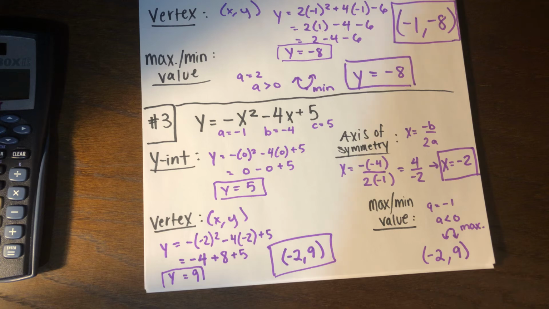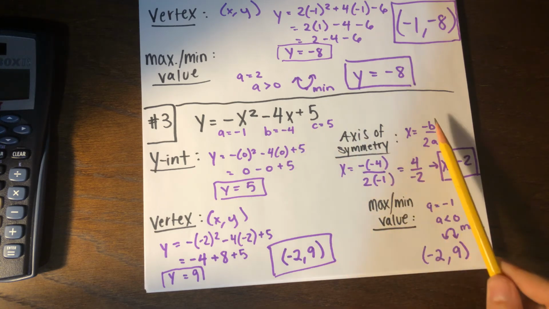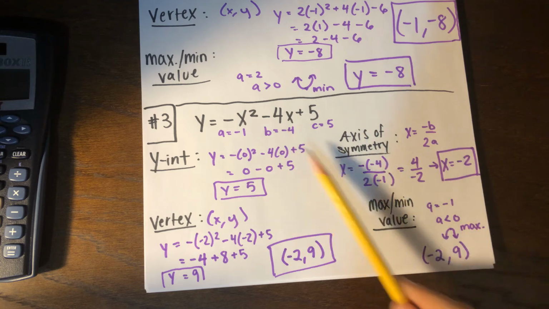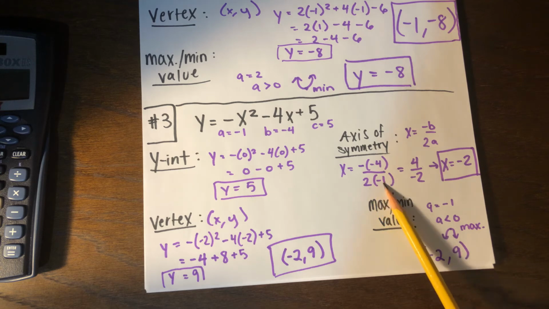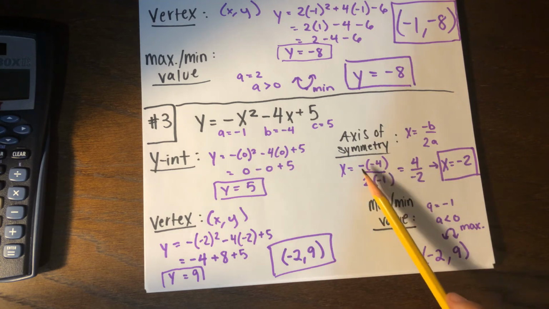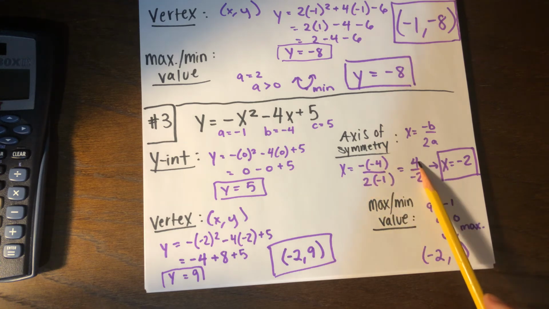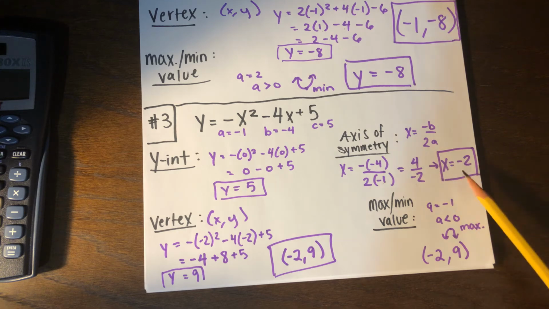Our axis of symmetry, I use my formula. x equals negative b over 2a. Okay, I plug in b was negative 4. I plug in negative times negative 4 because it's negative b. And b was already negative, so a negative and a negative make a positive. Okay, 2 times negative 1 because negative 1 was our a, and it's 2 times a. So this simplifies to negative 4. Negative times negative 4 is a positive 4. 2 times negative 1 is a negative 2. 4 divided by a negative 2 is a negative 2. So our x-coordinate and our axis of symmetry is negative 2.